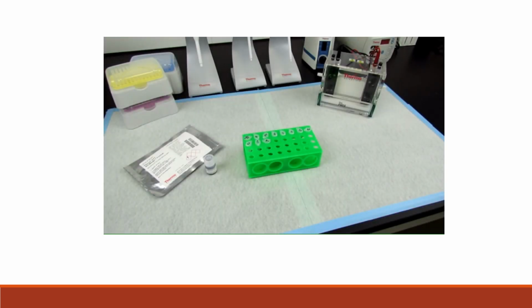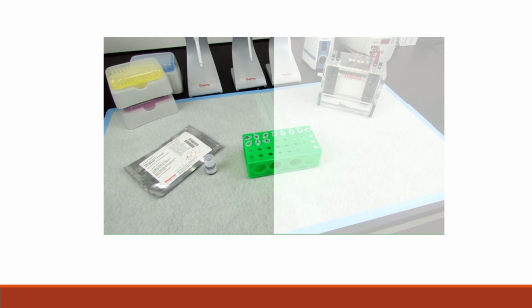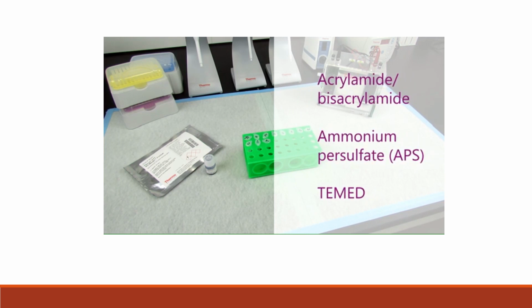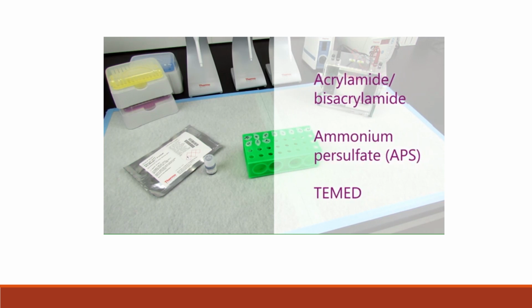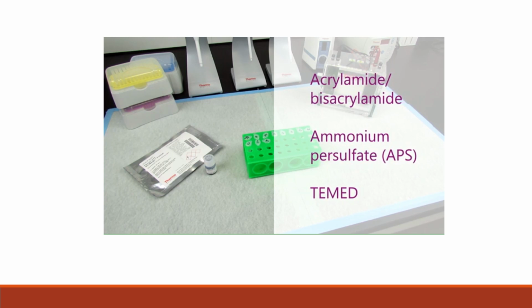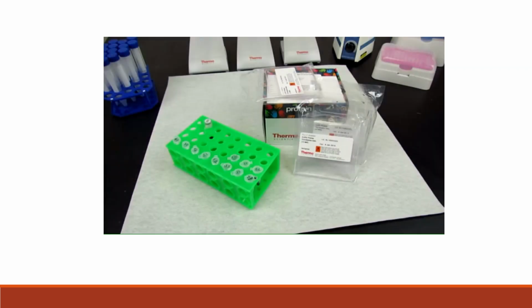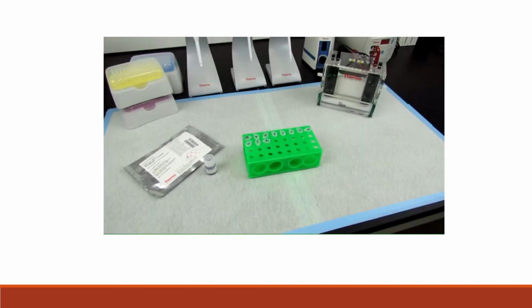Polyacrylamide gels can be poured in the lab by combining various concentrations of acrylamide and bisacrylamide with the cross-linker ammonium persulfate and TEMED, which catalyzes the polymerization reaction. Precast polyacrylamide gels are also available, with various acrylamide concentrations and gradients. Let's look at performing SDS-PAGE using HeLa cell lysates and precast gels.